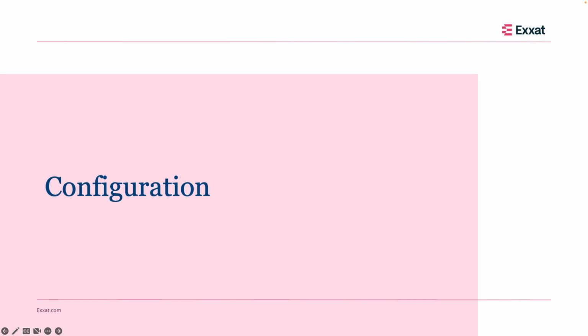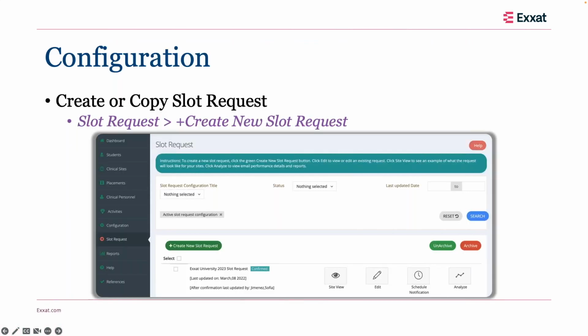So moving on into the configuration portion of it. How do you set this up to actually send out? In your system, you are going to either create or copy a slot request. If you are a brand new user, you will be creating a slot request. If you have used these features in the past, you can copy a previously used slot request. And copying just allows you to save some time. If you've already done this process a few times and you really like the preferences you've set up in your requests, you can copy that over and save yourself a few clicks by copying instead of creating.